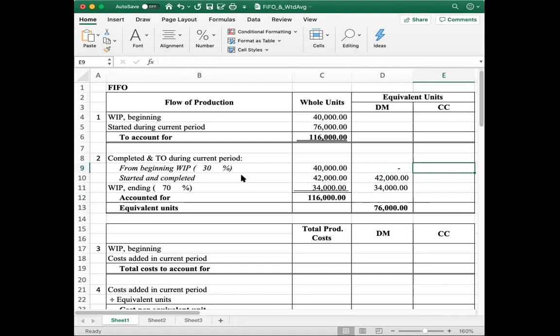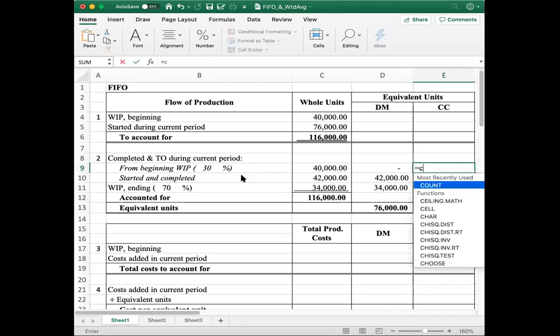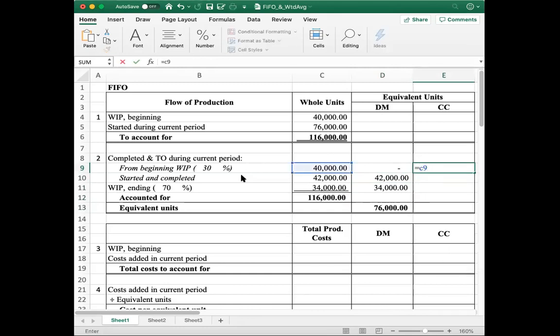So that means you're going to multiply the column C9 times 70%, which is 0.7. That's what you're going to work during the period, because you already worked on 30%. So that gives you 28,000. How many units you started and completed? All of them, because you started and you completed. So 100% of 42,000 will go here.